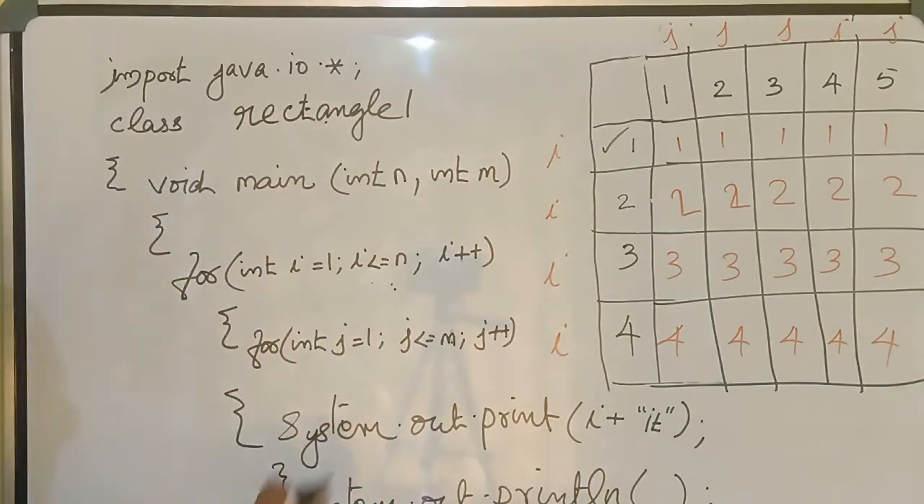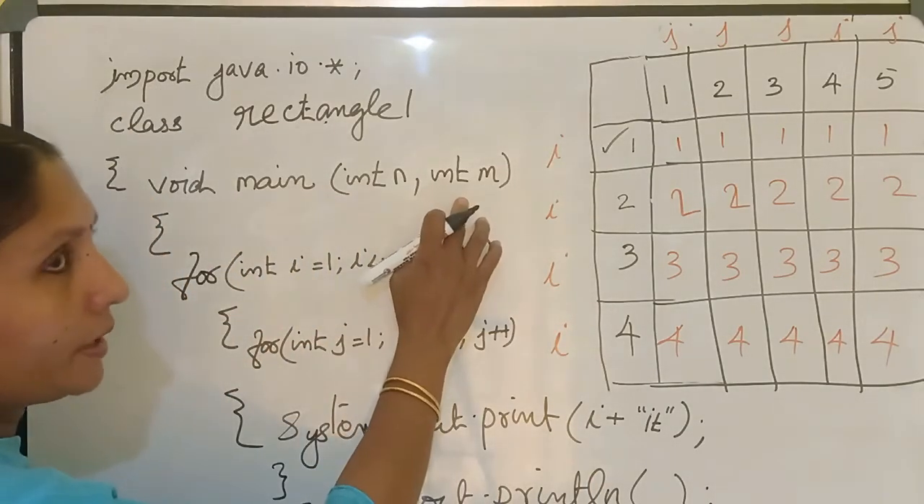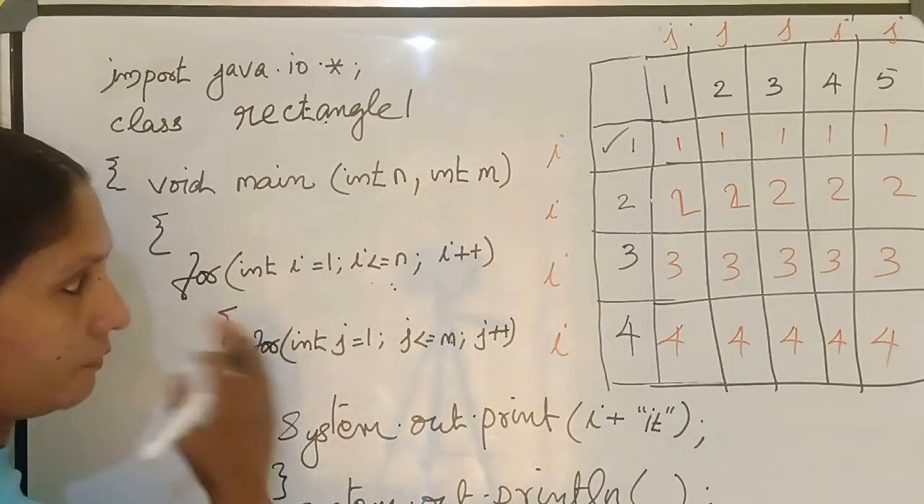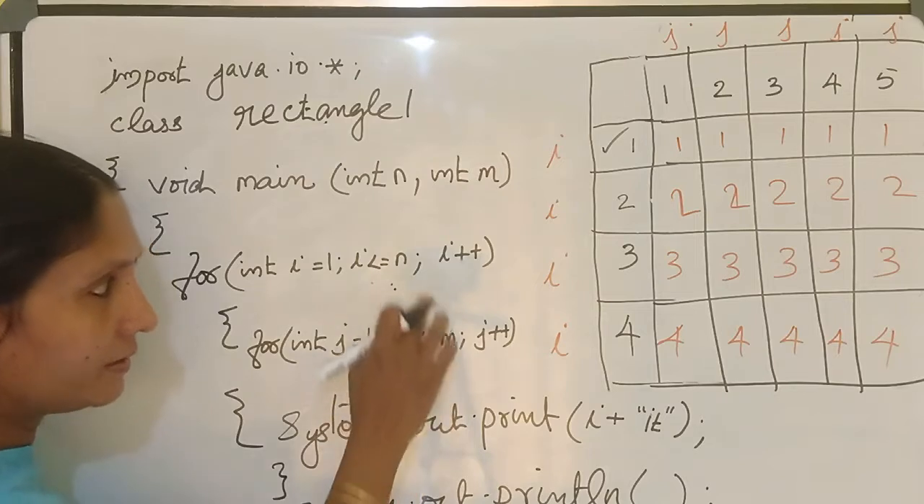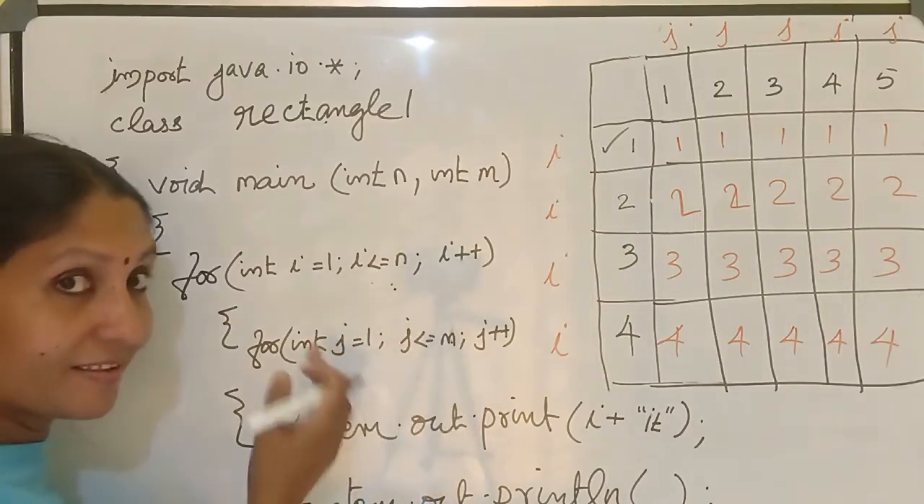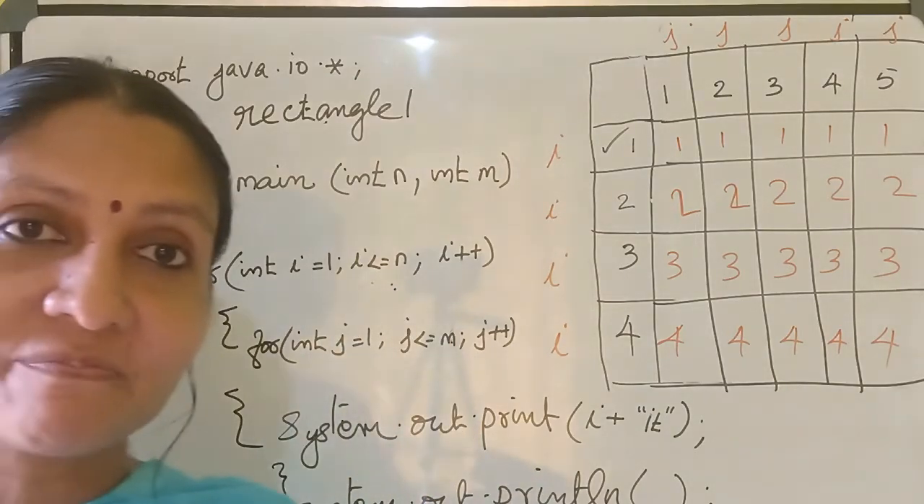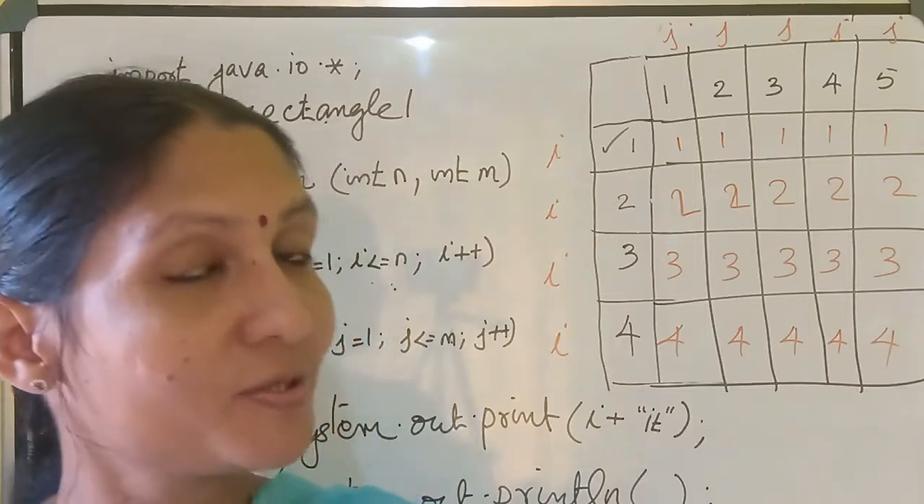A slight change I had given. When you compare with the previous one, I entered one more argument, and I just changed the limit to n and n. Then you will get a rectangle shape. I think you all understood the rectangle shape also.